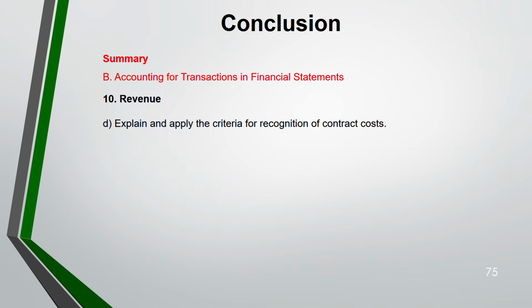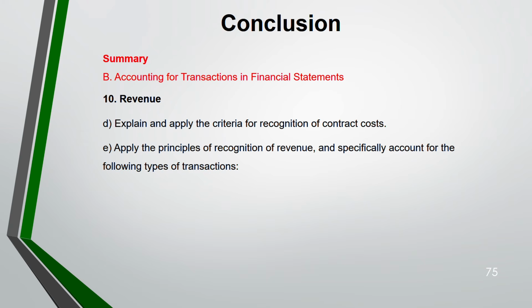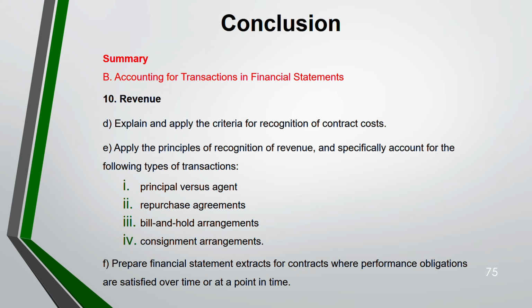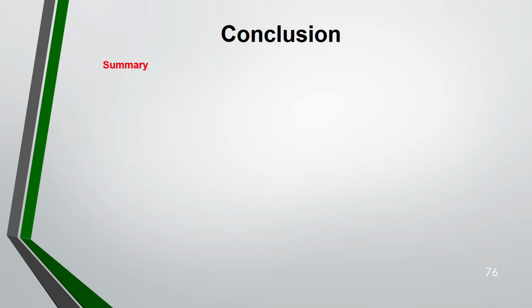Then we have explained and applied the criteria for recognizing contract cost. Then we applied the principles of recognition of revenue specifically for the following types of transactions: principal versus agent, repurchase agreement, bill and hold, and consignment arrangements. And then we have prepared financial statement extracts for contracts when performance obligations are satisfied over time or at a point in time. Now let us summarize the lecture.